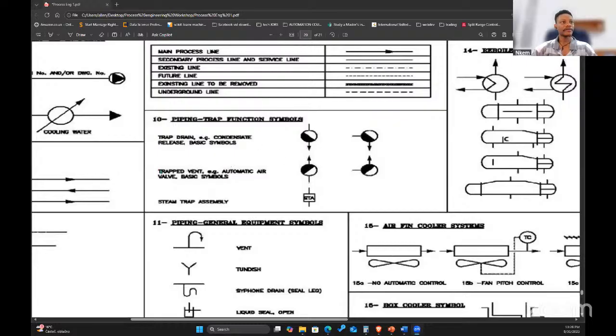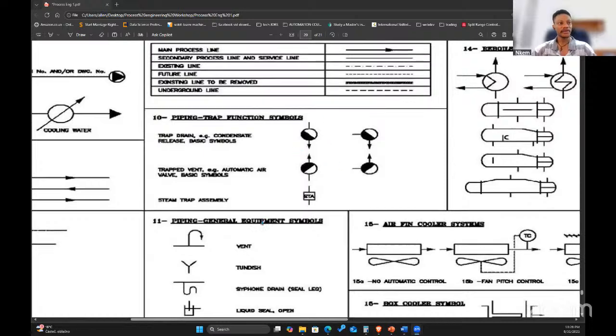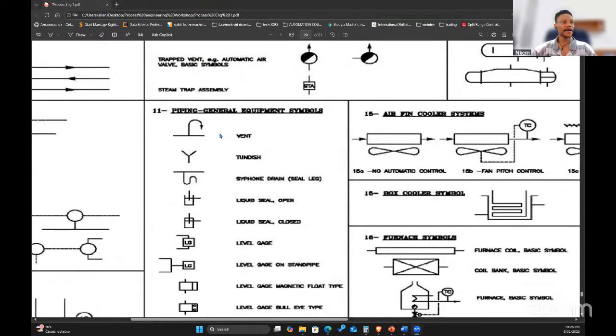Then we have the piping trap function symbols. You don't need to worry yourself about these much for now because they are for steam trap and condensate release. Later you get to know more about this. For now, you don't need to worry yourself about it.